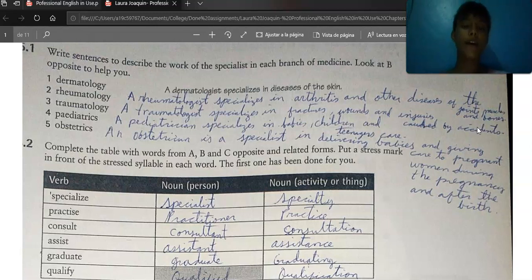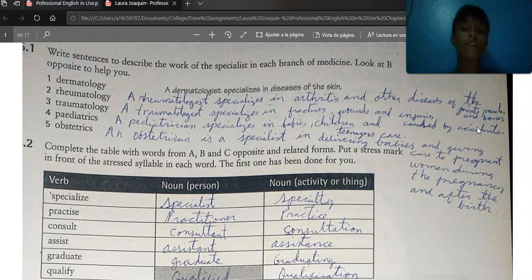Exercises from Unit 5. Write sentences to describe the work of the specialist in each branch of medicine. Look at the opposite page to help you. 1. Dermatology. A dermatologist specializes in diseases of the skin. Rheumatology. A rheumatologist specializes in arthritis and other diseases of the joints, muscles, and bones.